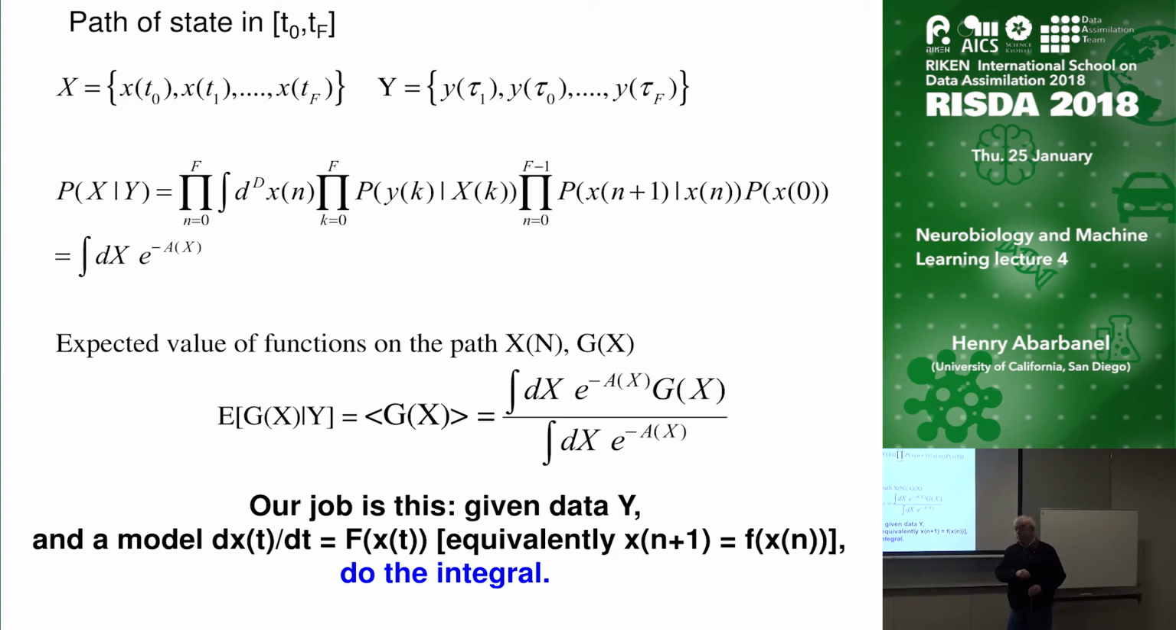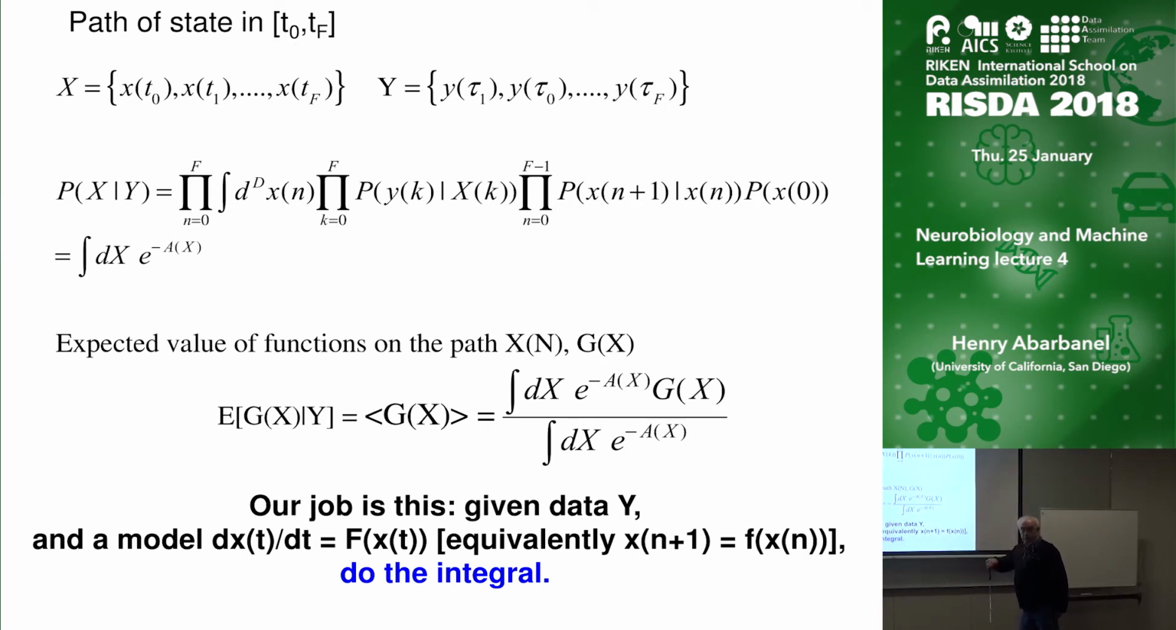But what you would do with the probability distribution is you'd calculate moments of the probability distribution of quantities that are of some interest to you. So suppose I have a function on what I call the path, which is the state as it moves along in time. And I would like to know the expected value of that quantity. Well, I have to do this integral. It's the integral over all paths, the probability of the path, times the function, normalized.